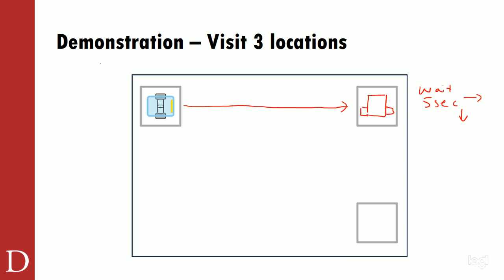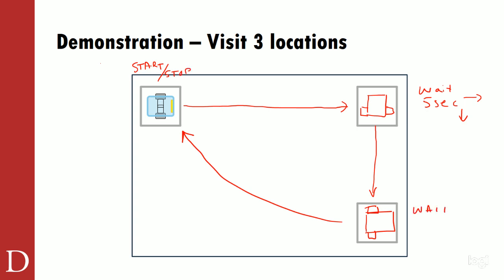I'm fine with that. But he needs to visit that location, wait 5 seconds, and then he's going to drive down here and visit this location. And he's going to wait 5 seconds. And then he needs to return back up to here and park himself here. So it's really visit 3 locations. He started here and he needs to end here as well. That's where he needs to start and stop.